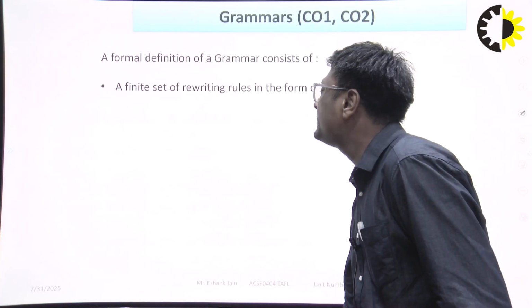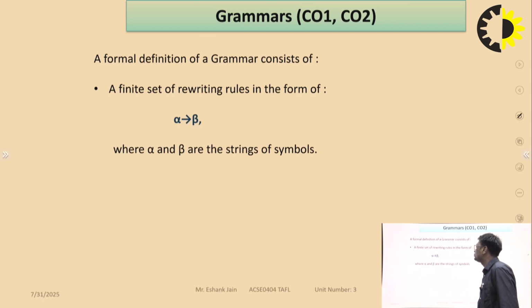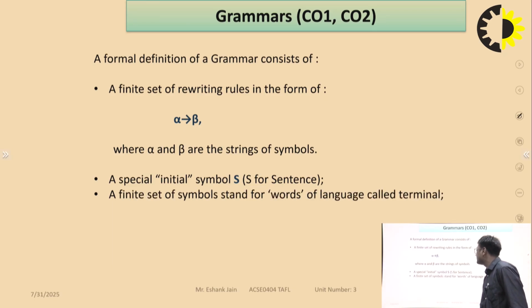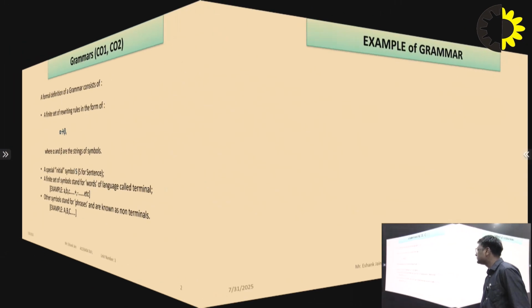What is grammar? The formal definition of a grammar is a finite set of rewriting rules in the form alpha tends to beta, where alpha and beta are strings of symbols. A special initial symbol S for the sentences. A finite set of symbols stand for words of the language, called terminals. Examples: a, b, c, etc. And other symbols stand for phrases, known as non-terminals.